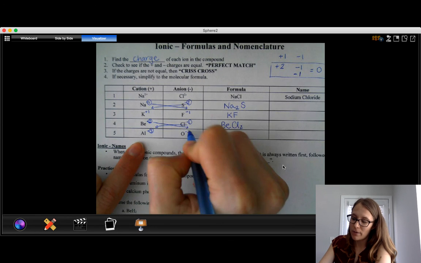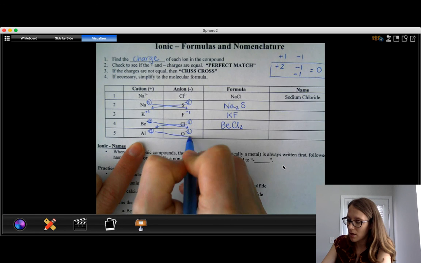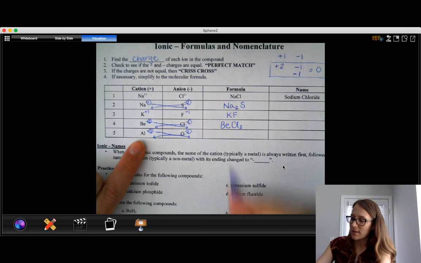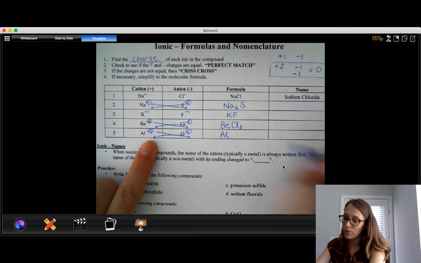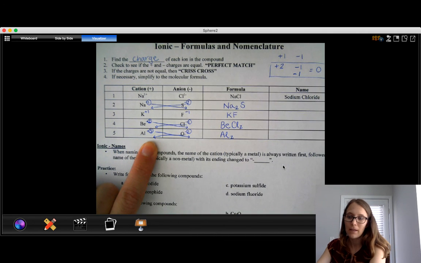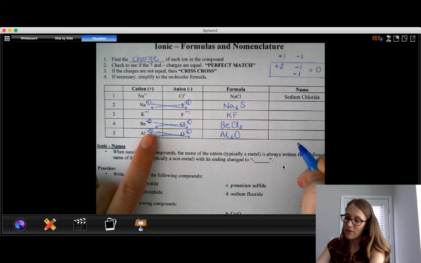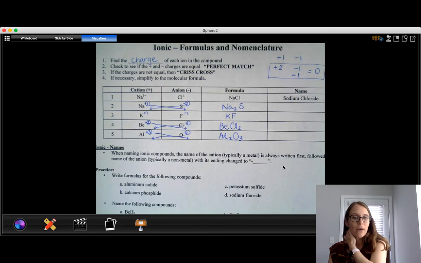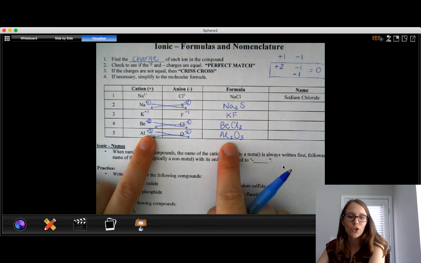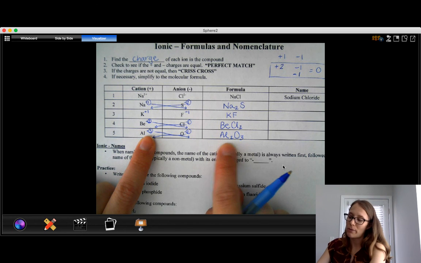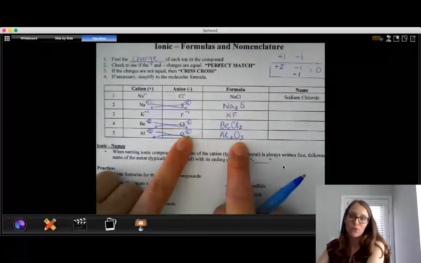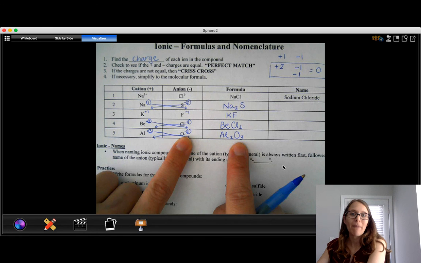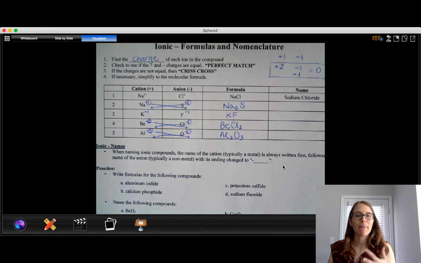Last one on here, aluminum's a 3, oxygen's a 2, not a perfect match. So we're going to crisscross that. Aluminum is going to have the number 2 down low next to it. And then oxygen is going to have the number 3 down low next to it. 2 aluminums, each aluminum has a charge of +3. If there's 2 of them, then that means that the aluminums total have a charge of +6. Each oxygen has a charge of -2, and there's 3 of them. So that's a total of -6. So +6 and -6, that perfectly balanced out.